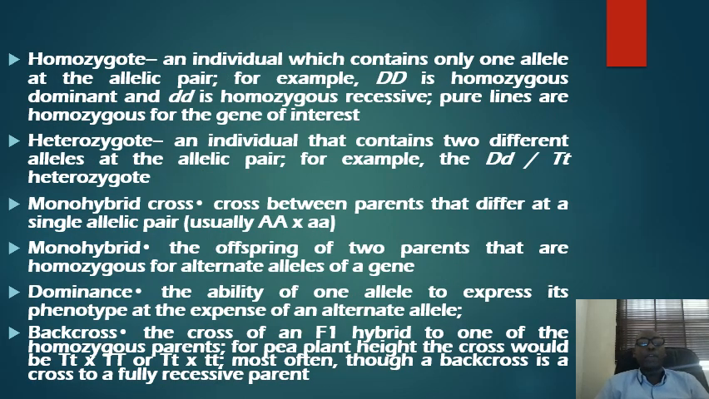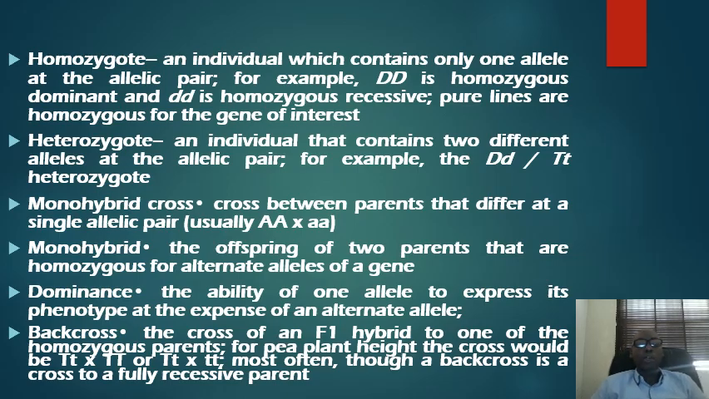Homozygote: an individual which contains only one allele at the allelic pair. For example, it may be capital D, homozygous dominant, or small d, homozygous recessive. Pure lines are homozygous for the gene of interest. On the other hand, a heterozygote is an individual that contains two different alleles at the allelic pair. For example, capital T, small t is a heterozygote. We have two different types of allele at the allelic pair.